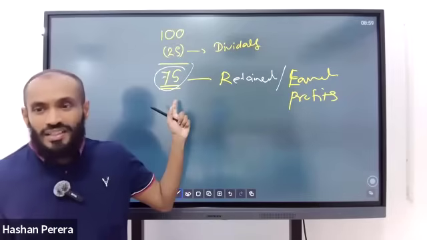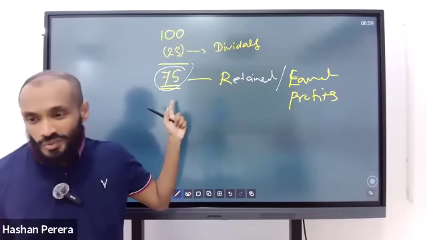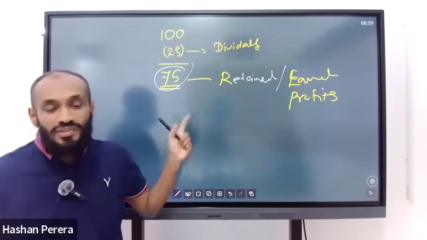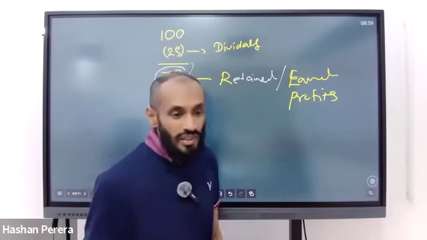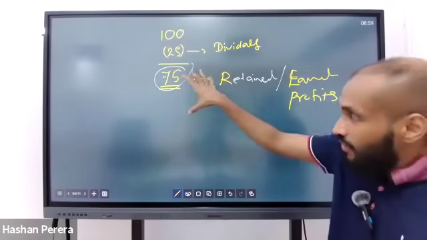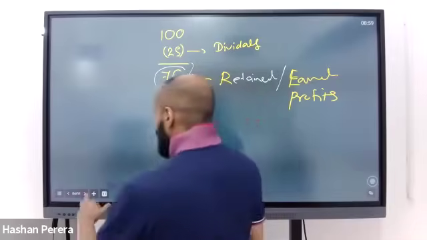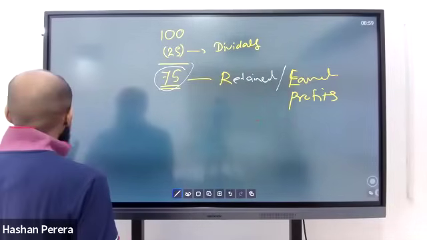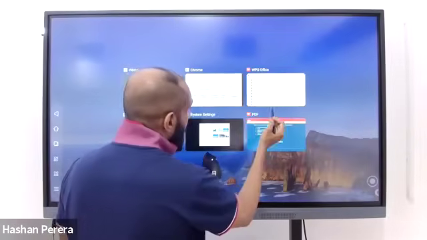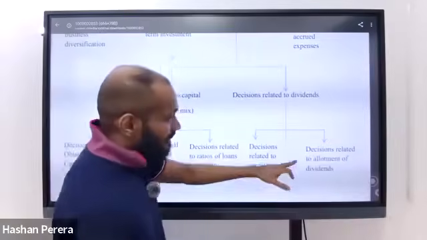What are they doing? Are they just keeping this in the drawers? No. What they are doing with the 75 is investing it in different projects. Understood? So that is what you know as retained earnings. Clear? So this can also be used as one way of financing, but it is always long term. Make a note: long term.